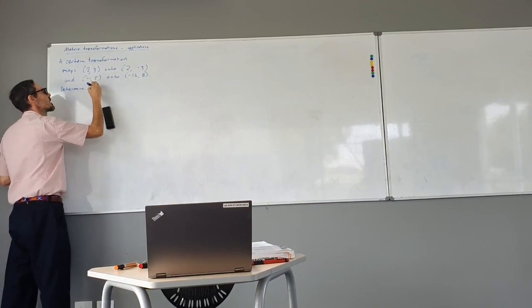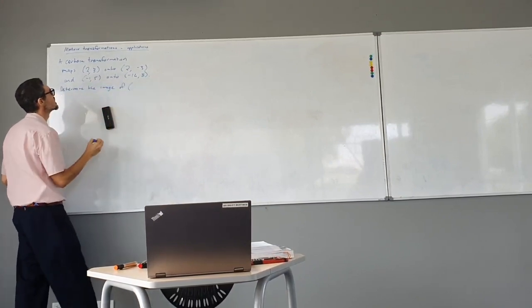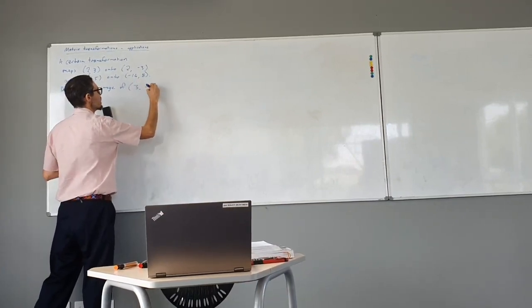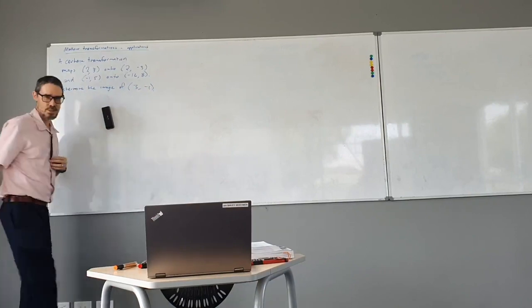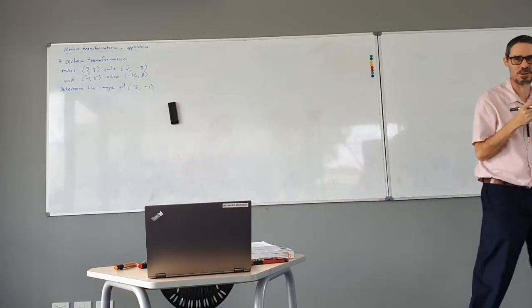Determine the image of (3, -1) under this transformation. I made up the last bit because the textbook didn't go far enough.